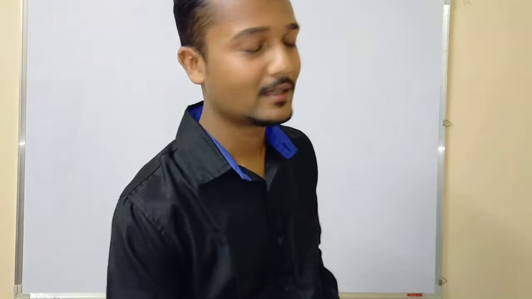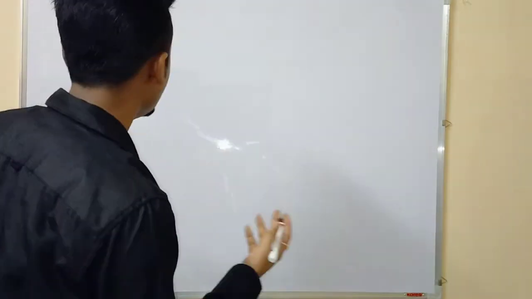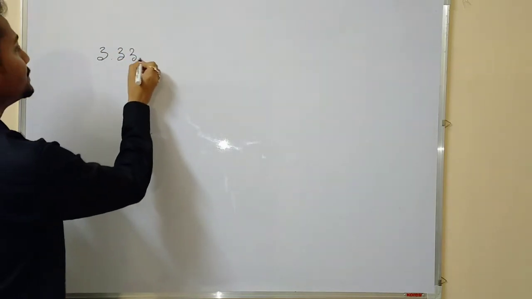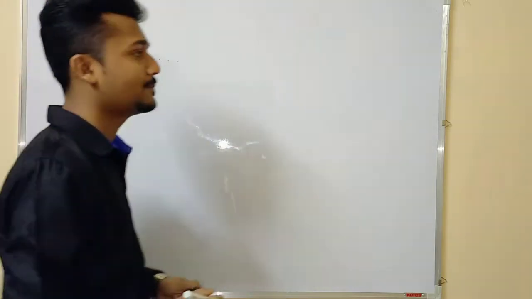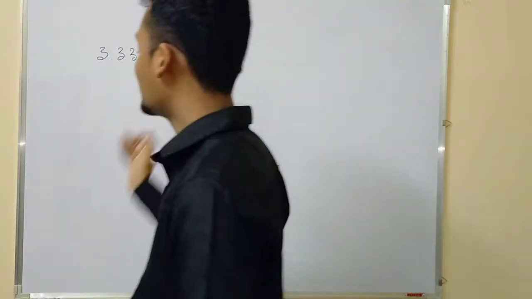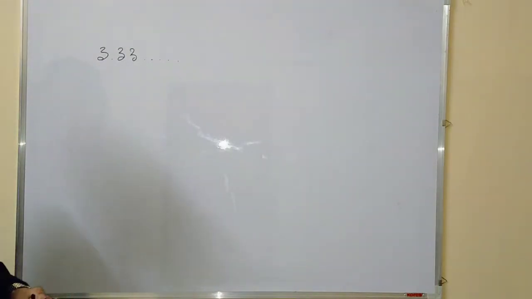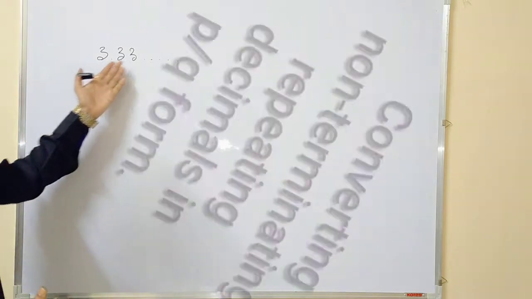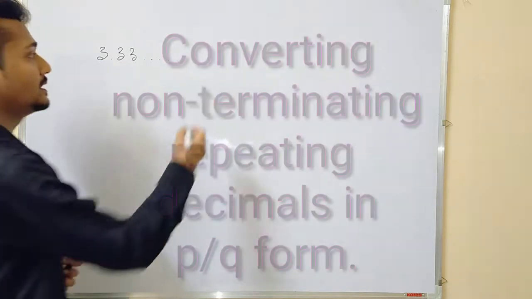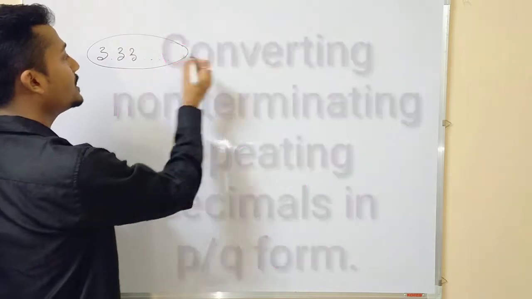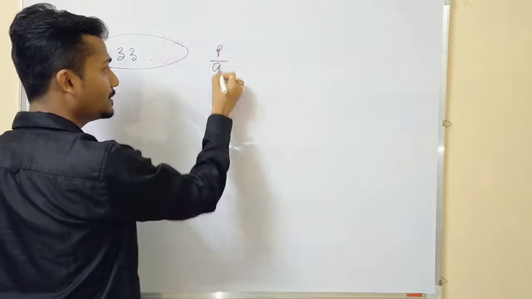In our last class we discussed how to represent irrational numbers on a number line, and today we will be discussing how we can convert this type of decimal expansion. These types of decimals are known as non-terminating repeating decimals. So we will try to understand how to convert this kind of decimal expansion into rational form. That means we will try to rationalize non-terminating repeating decimals. We will try to convert them into p by q form.